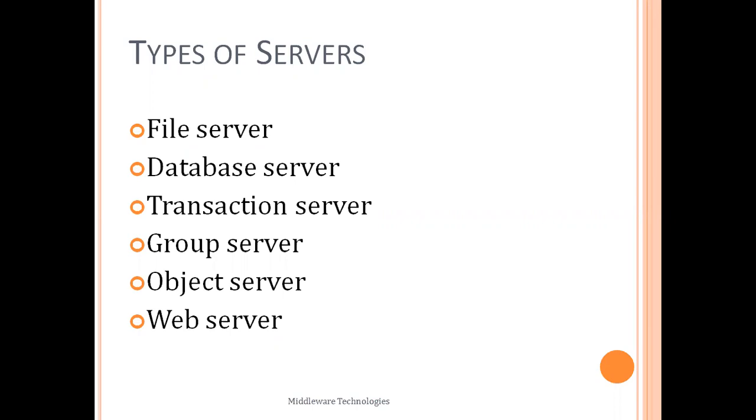Database server is a server which provides database activities. Transaction server is a server which is used to provide the responses for a group of SQL statements, a transaction. Next, a group server is a server which is used to communicate with different clients at a time, irrespective of locations. And next, now we'll see object server and web server.